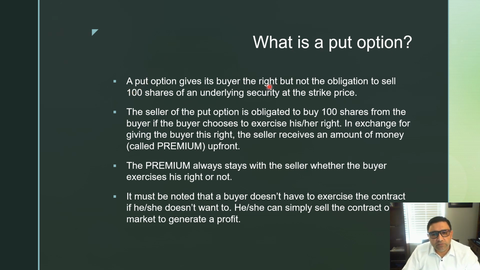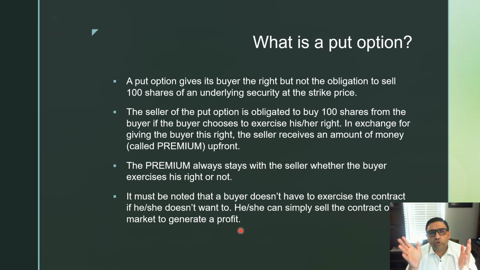A put option gives its buyer the right but not the obligation to sell 100 shares of an underlying security at the strike price. The seller of the put option is obligated to buy 100 shares from the buyer if the buyer chooses to exercise his or her right. In exchange for giving the buyer this right, the seller receives an amount of money called premium upfront. The premium always stays with the seller whether the buyer exercises his right or not. It must be noted that a buyer doesn't have to exercise the contract if he or she doesn't want to. He or she can simply sell the contract on the market to generate a profit if the option contract is in the money at expiration.